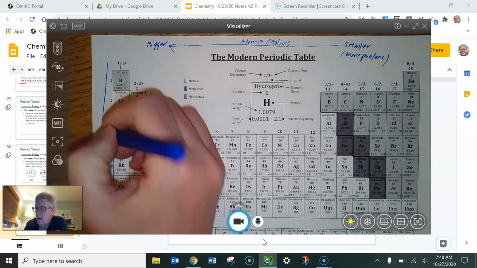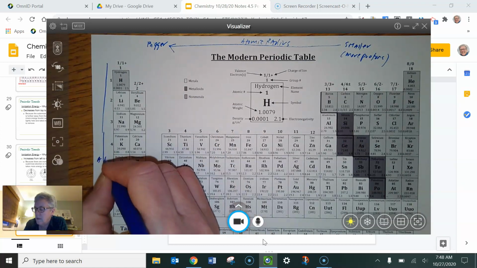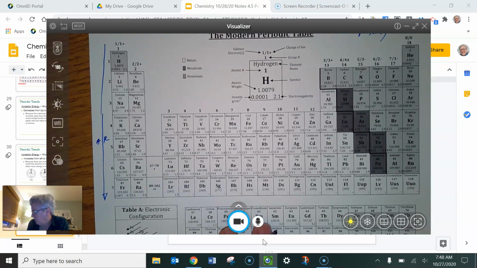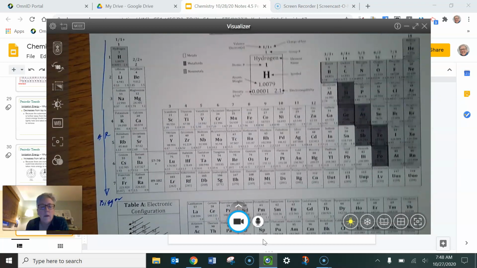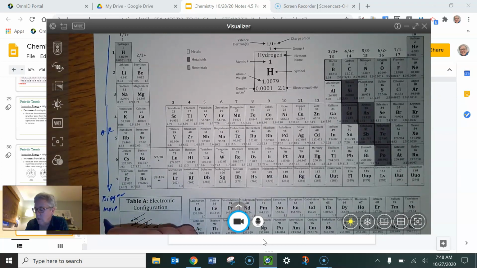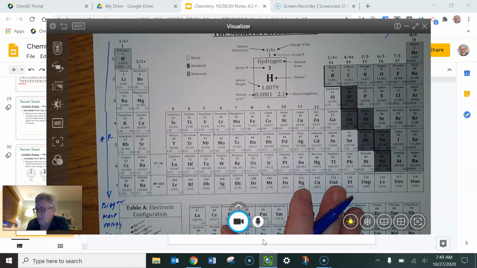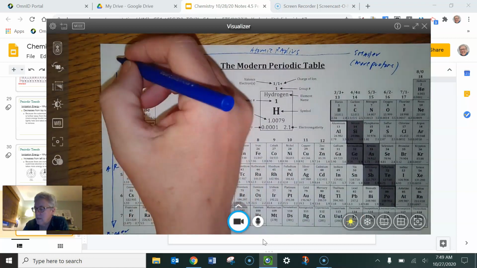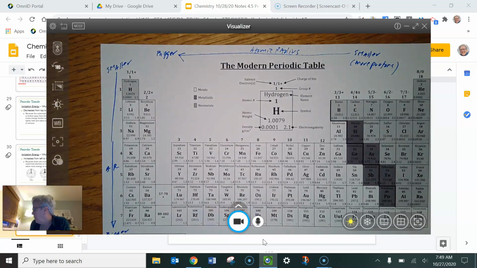And then as you go down a column, I will label this atomic radius, AR. The atomic radius gets bigger, because there's more energy levels. The distance is greater between the outermost energy levels and the protons, so the force is less, and up here the atomic radius is smaller for the same reason. There's fewer energy levels, so the force is greater.